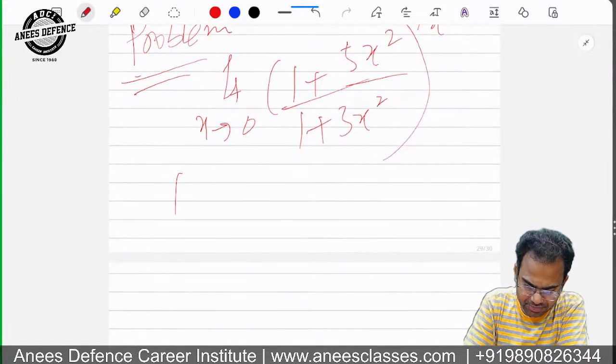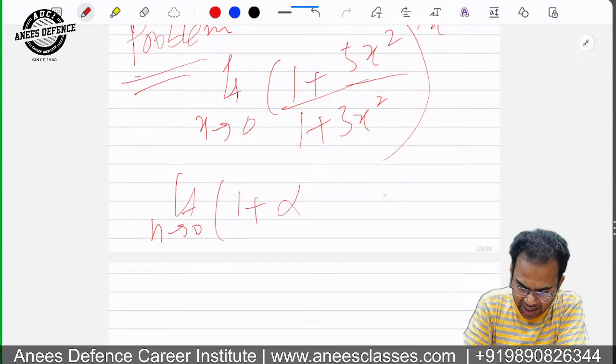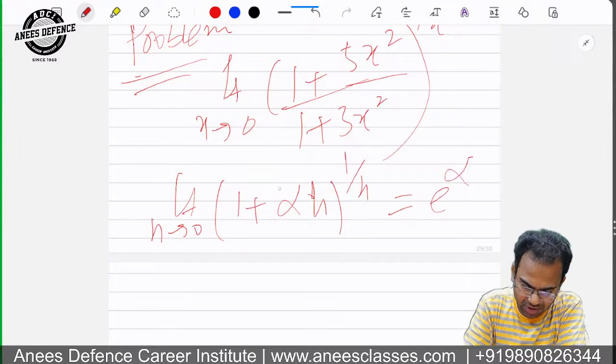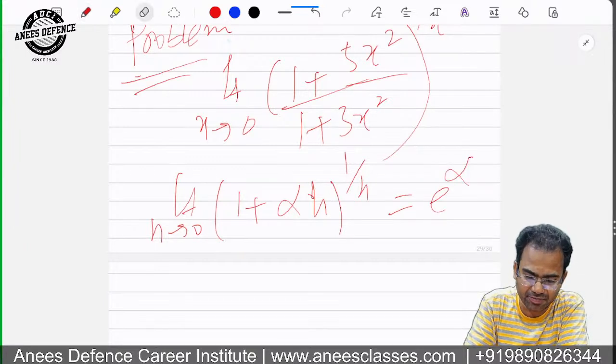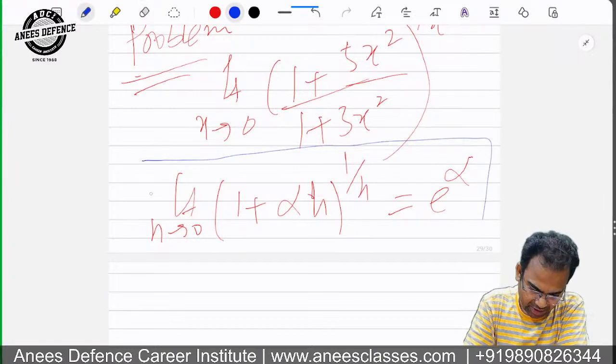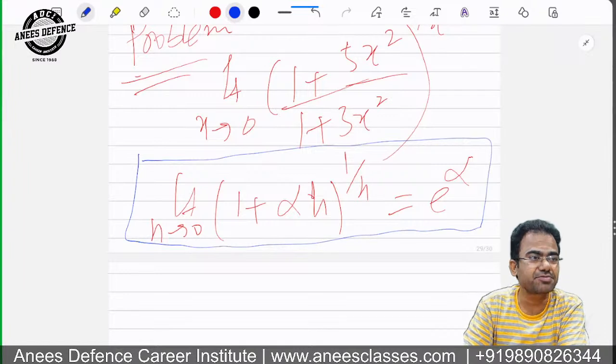You have to use the limit h tends to 0 of (1 plus alpha h) whole to the power 1 upon h equals e to the power alpha. You can use this formula, okay? Yeah, you are great.